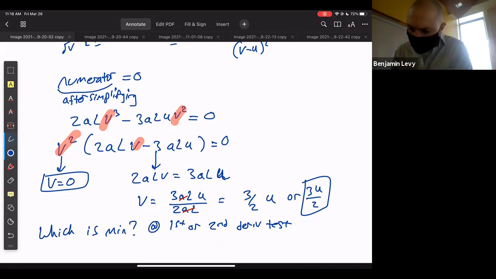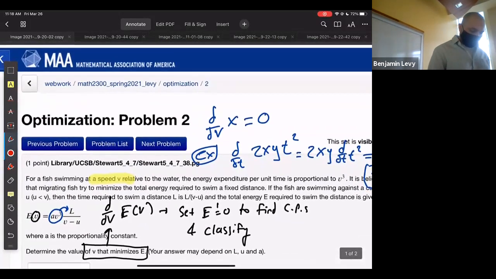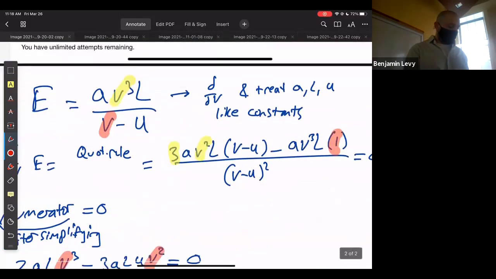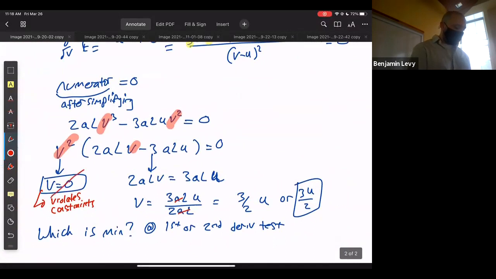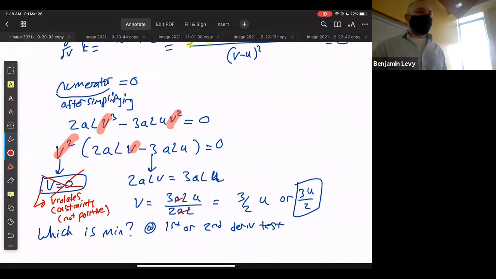I wrote in my notes that V equals 0, this one right here, violates the constraints. Because if we look at the problem, this I think is the key thing here, which is that U has to be less than V. And U is some non-negative thing, right? So V has to be positive then. And so this can't be possible because it's not positive. Right, the fish is swimming, and so if it's swimming, its speed can't be 0. That's another way to sort of think about it.